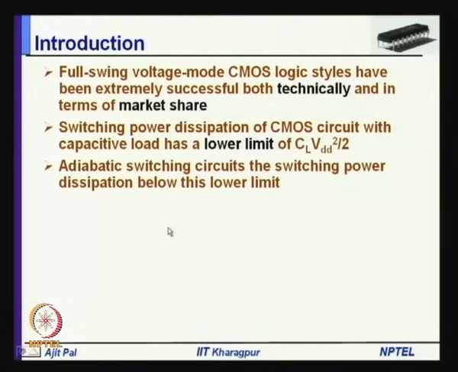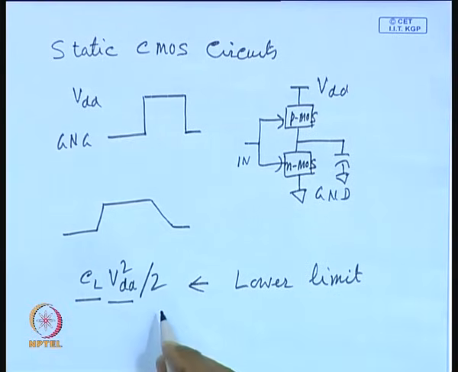Now, is there any way we can do it? Yes, the other alternative is adiabatic switching circuits, where the switching power dissipation is below this lower limit. That means we shall be doing the switching in such a way that the energy loss per transition will be lower than this, and that can be done by using a technique known as the adiabatic technique.